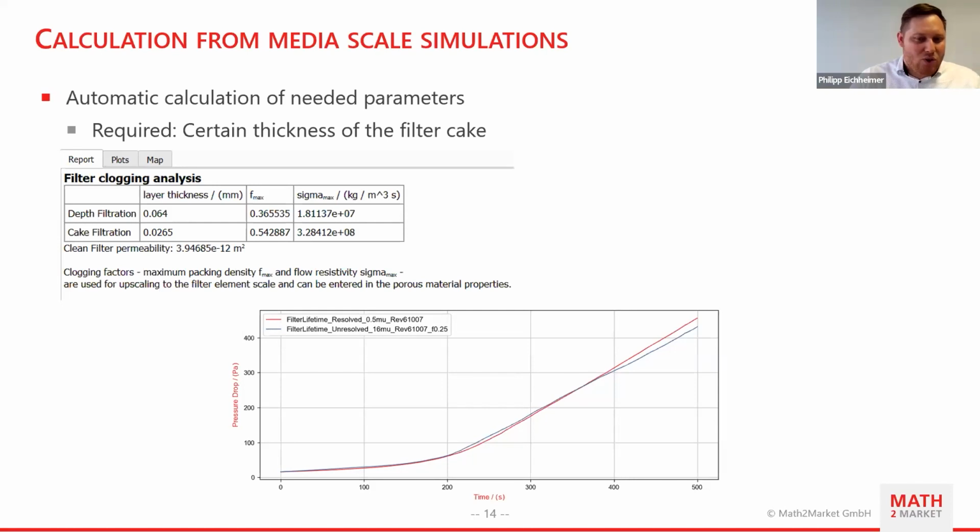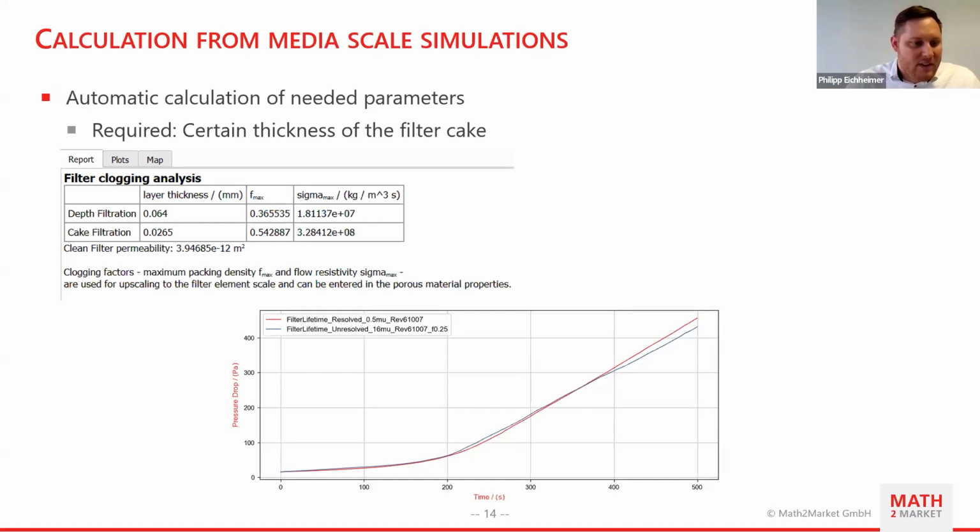The diagram below shows one of the findings, or the studies we conducted. So here we have, in red, a resolved simulation where we have really the fibers resolved, and we can generate the results which perfectly fit with the measurements. And then we use these effective parameters as input parameters for a porous layer. And we see here that the plot in blue fits very nicely with the evolution of the pressure drop over time.